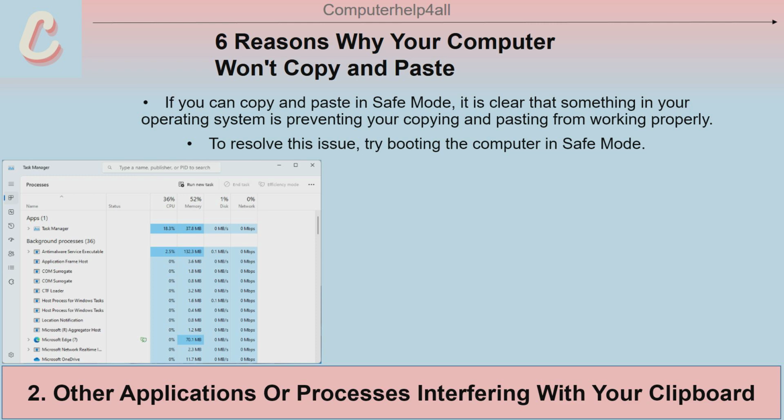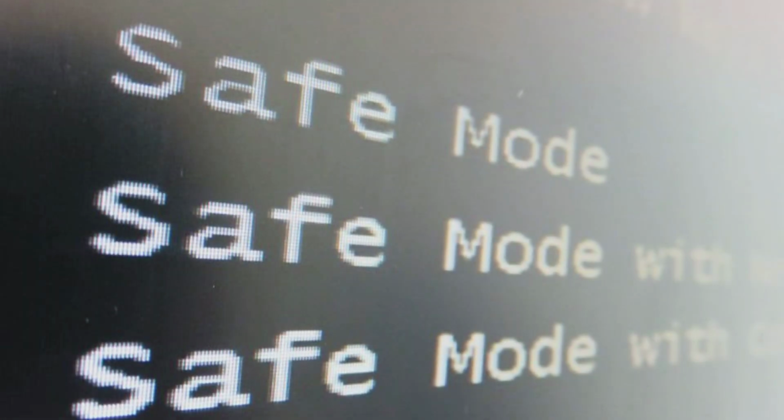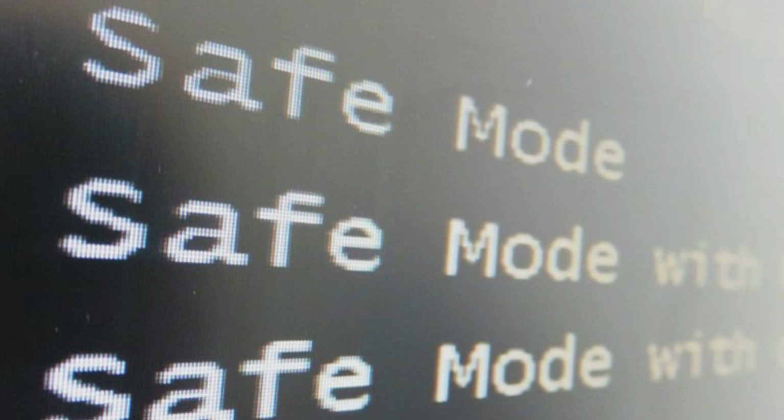To resolve this issue, try booting the computer in safe mode. Safe mode only loads the necessary files required for your computer to boot, preventing these problems from happening. Try uninstalling any recently added software if your copying and pasting is working in safe mode.